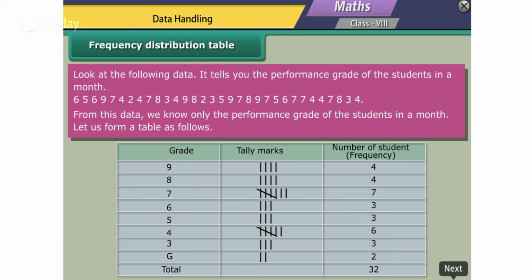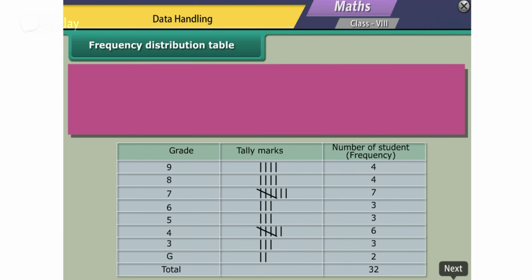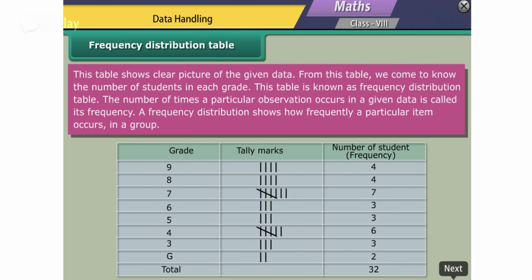Let us form a table as follows. This table shows a clear picture of the given data. From this table, we come to know the number of students in each grade. This table is known as frequency distribution table. The number of times a particular observation occurs in a given data is called its frequency. A frequency distribution shows how frequently a particular item occurs in a group.